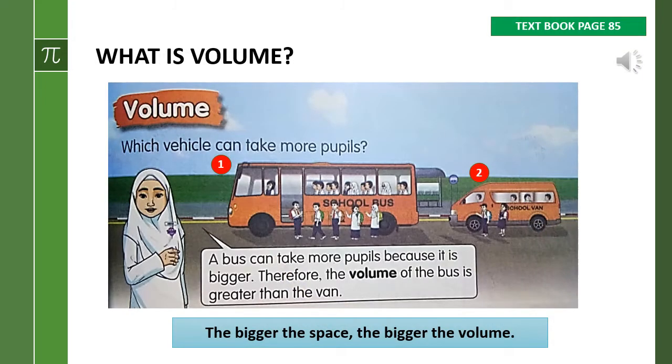Now, please open your textbook at page 85. If you look at the picture in the slide, there are two vehicles, right? The first one is a bus. The second one is a van. So, which vehicle can take more people? The answer is a bus. Why? Because a bus can take more people due to its bigger space. So, the volume of the bus is greater than the van. The bigger the space, the bigger the volume.